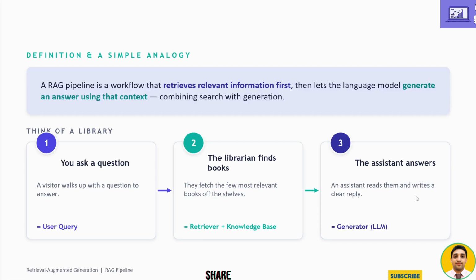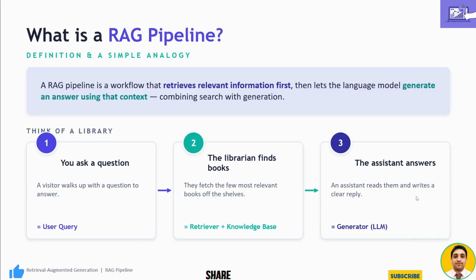Now, what is a RAG pipeline? Let's define what a RAG pipeline actually is in a more technical sense. A RAG pipeline is a workflow that retrieves relevant information first and only then lets the language model generate an answer using the retrieved context. In essence, it is a combination of two separate capabilities, search and generation, merged into a single seamless process.